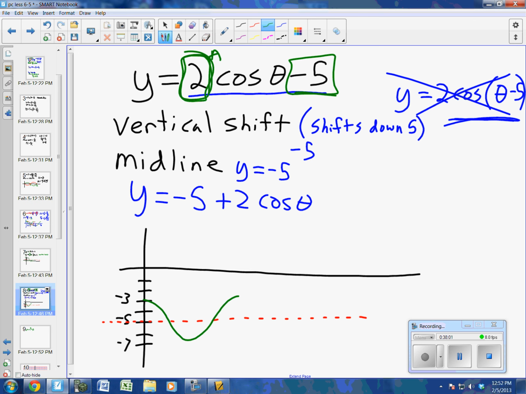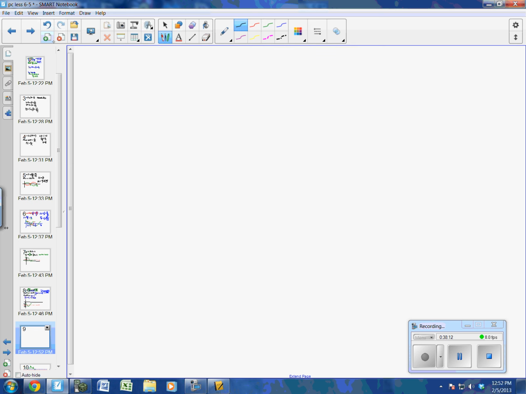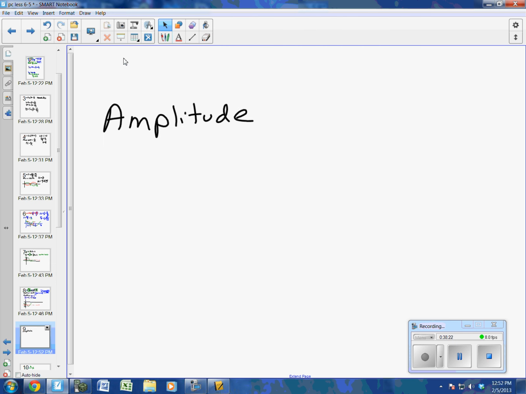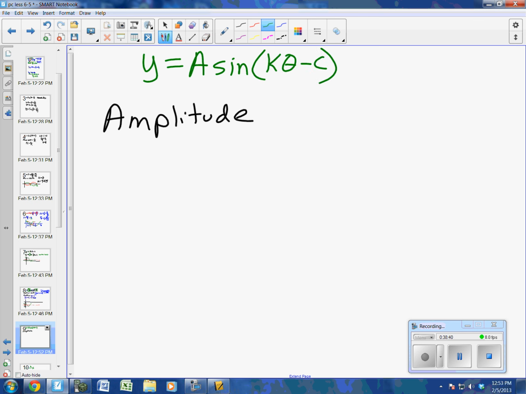All right, now we've learned about those things, so I'm going to put this all together. You guys now know about amplitude. You know which one the amplitude is. Let's move this down. Let's write out an equation in this form right here: y equals A times the sine of k theta minus c, plus h. Now let's talk about what each one of these things does.